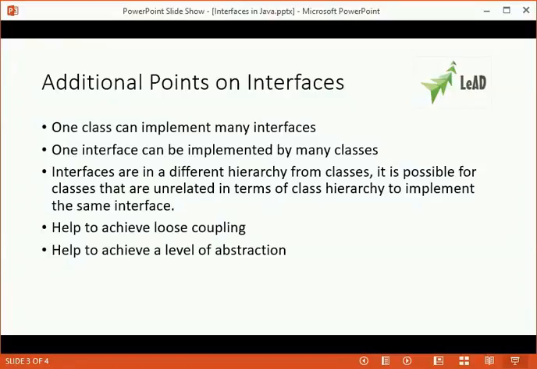The same interface can be implemented by many classes, that's true, and interfaces are in a totally different hierarchy from classes. So it is possible that classes that are not related to each other can implement the same interface. It is something like a truck and a car, which may not directly be related, but both of them can have a method called combustion, which they implement from an interface related to combustion.